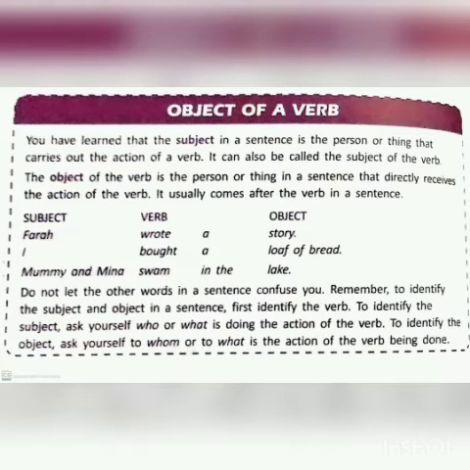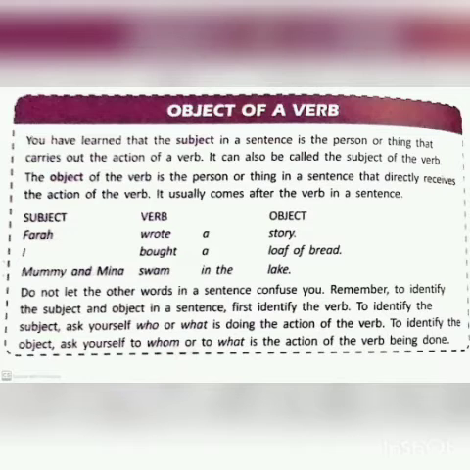Then we have the object of a verb. You have learned that the subject in a sentence is the person or thing that carries out the action of a verb. It can also be called the subject of the verb. The object of the verb is the person or thing in a sentence that directly receives the action of the verb. It usually comes after the verb in a sentence.